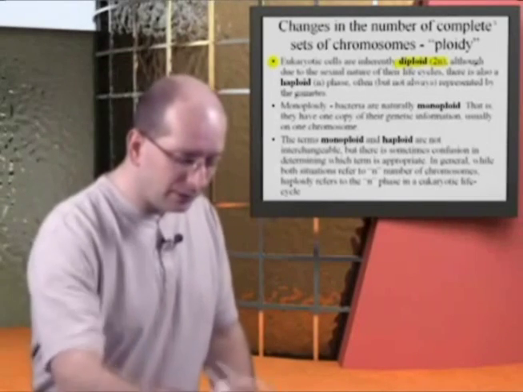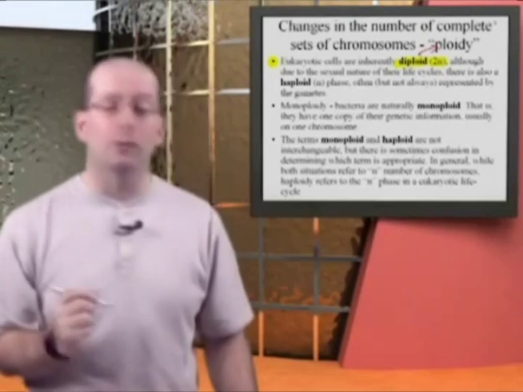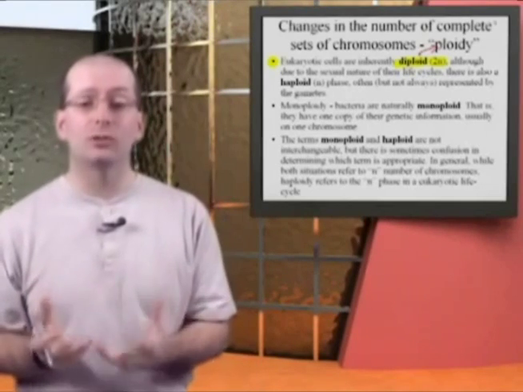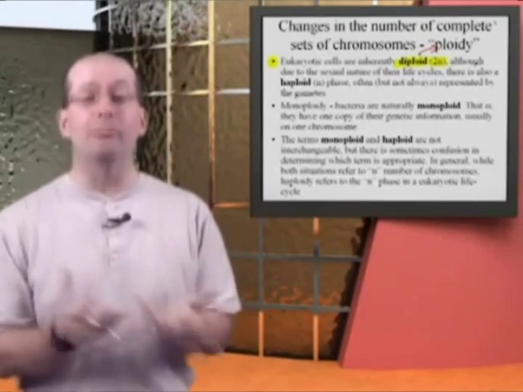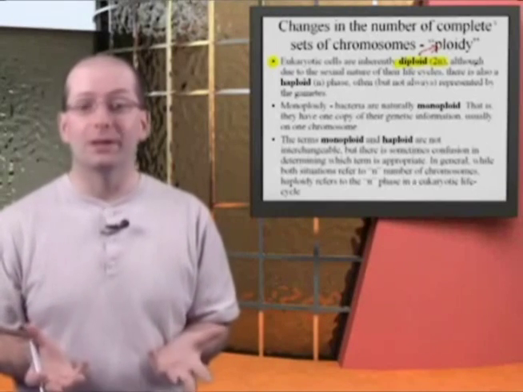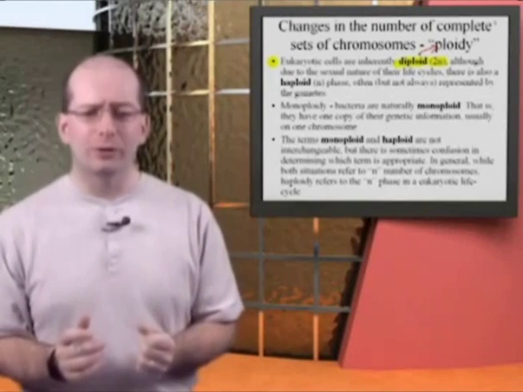The term ploid is related to the ploidy level here. In this case, the ploidy level is 2, diploid, right? Di means 2. So that's probably pretty straightforward.